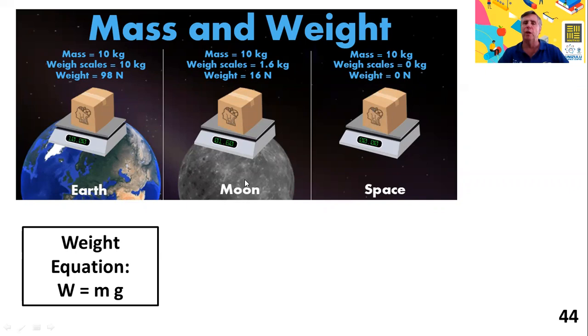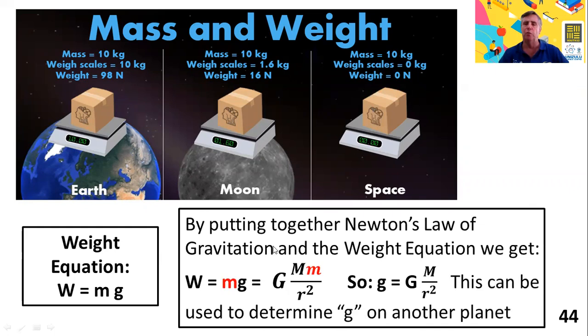Now, how do we know that gravity on the Moon is 1/6 what it is on Earth? Well, we can put together Newton's law of gravitation and the weight equation. So there's the weight equation. The weight of an object with mass m equals mg. But we can also use Newton's law of gravitation to calculate it, where big M is the mass of the planet and r is the distance from the box to the center of the planet. Now you can see that m cancels from both sides. So the acceleration due to gravity on the Moon or any other planet depends on the constant G, on the mass of the planet, and on the radius of the planet.